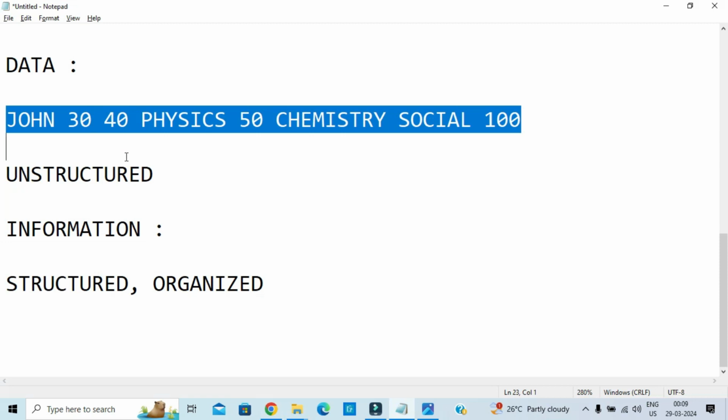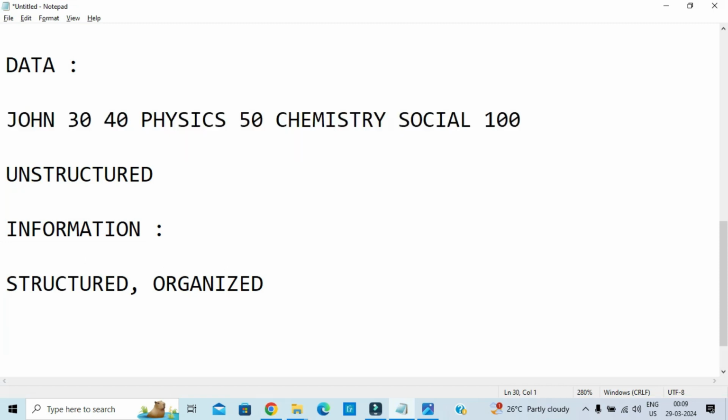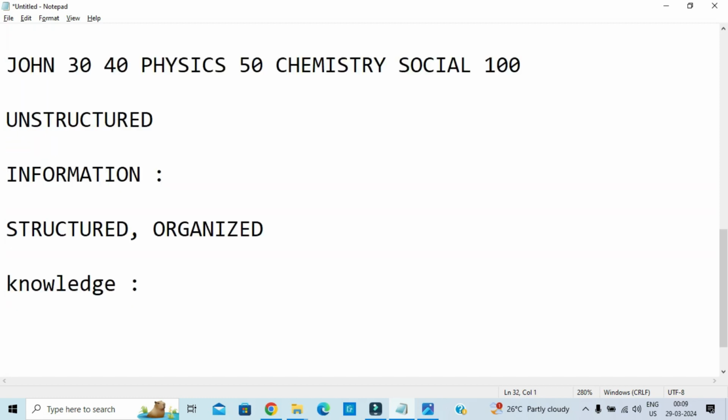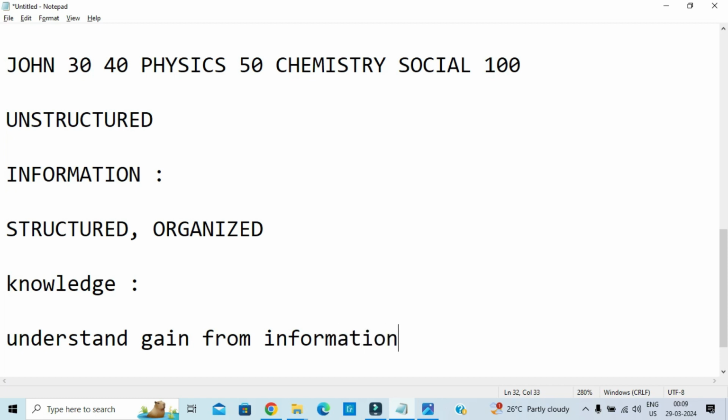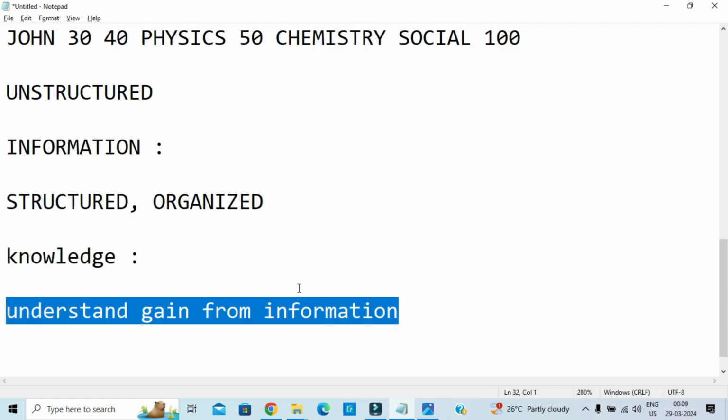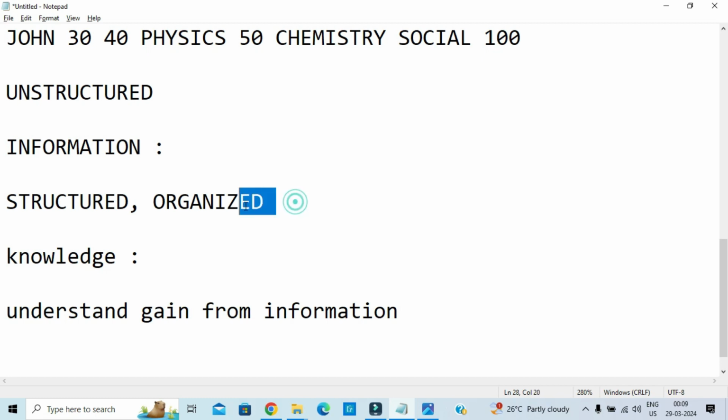So the next thing in the DIKW pyramid is knowledge. This is the third thing, knowledge. What is meant by knowledge? Knowledge is something that we understand or gain from information. So information is there, but we should understand it, right? We'll get some meaning from this information, the third step.